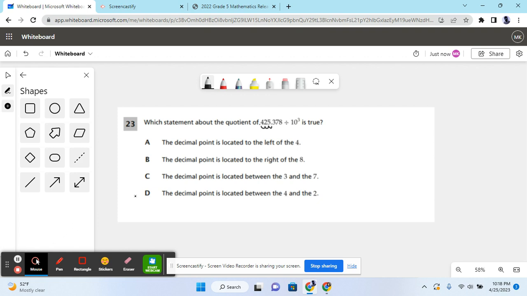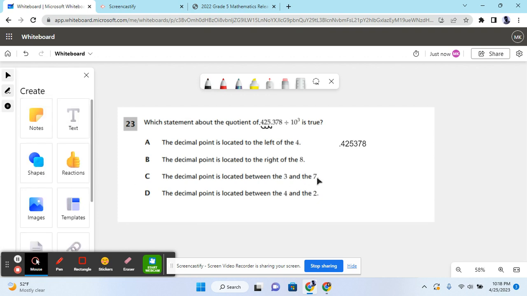Now we have to use the process of elimination. By the way, this is the number that we end up with when dividing 425.378 by 10 to the power of 3. This is the answer we would get. So A, the decimal point is located to the left of 4. It is located to the left of 4. That is a possible answer.